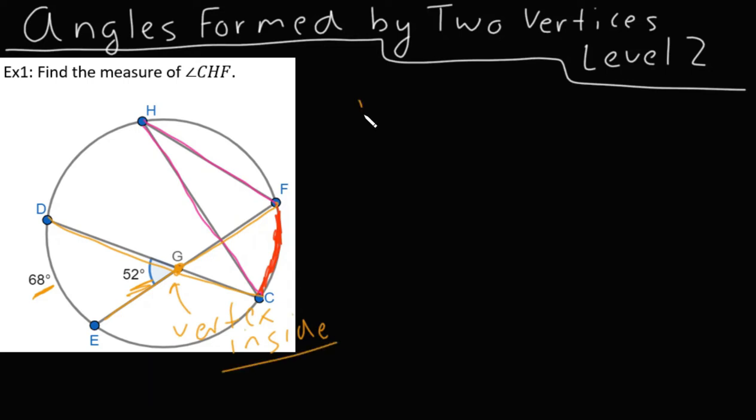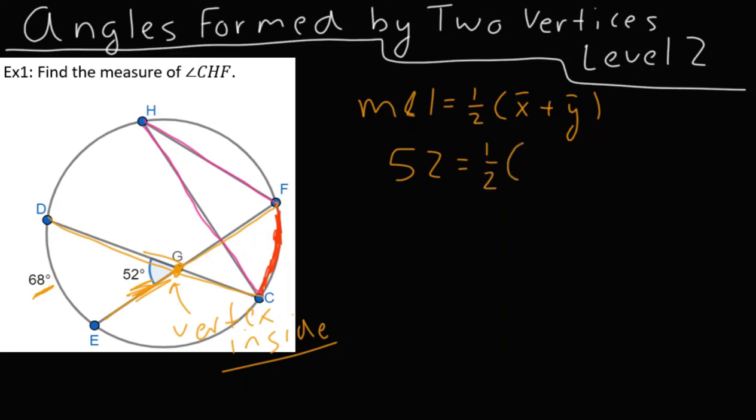Now this implies we'll use this formula: the measure of angle 1 equals 1/2 times the quantity arc X plus arc Y. Now, what I want to do from here is fill in everything that I know. So I see right here at my vertex we have 52. And remember, at the vertex is where you'll always find the angle because these two lines form a sharp point. And so 52 equals 1/2 parentheses.